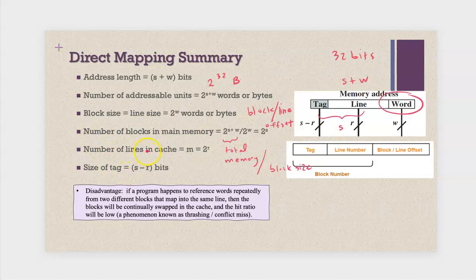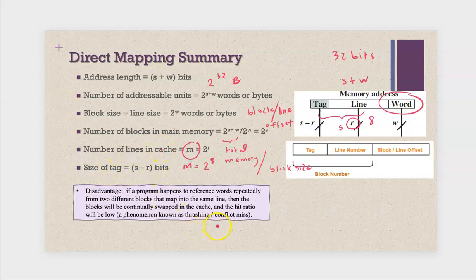And then your number of lines in the cache is M, or 2 to the R. This R, okay? So therefore, if you know how many bits your line is, let's say it is 8 bits, your number of lines in the cache would be 2 to the 8. This is going to be M. So your size of tag is going to be S minus R.